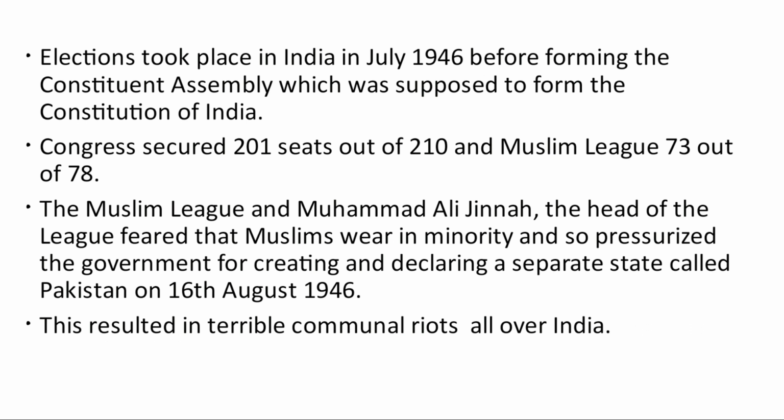Elections took place in India in July 1946 before forming the Constituent Assembly, which was supposed to form the Constitution of India. So, in July 1946, Indian leaders with the help of the British were planning to conduct elections in India for making a constitution. Congress secured 201 seats out of 210 seats.